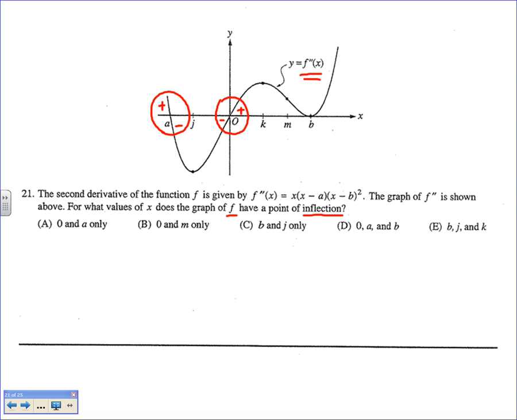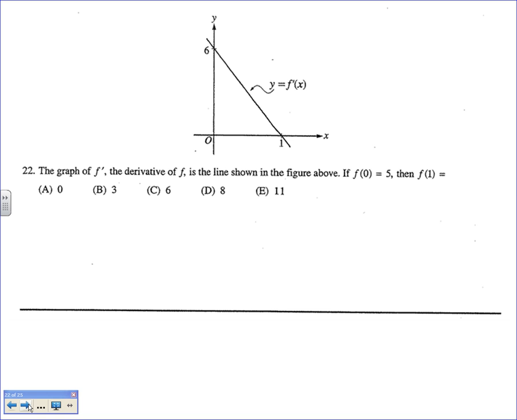Don't allow yourself to think about B because it goes from concave up to concave up. For a moment it looks like it might become concave down at B, but that's not what happens. And so there are only two inflection points. They happen at A and at 0. So the letter A is the answer for 21.